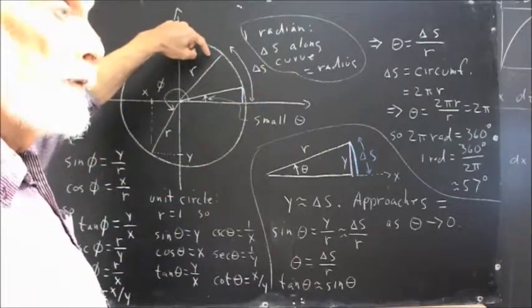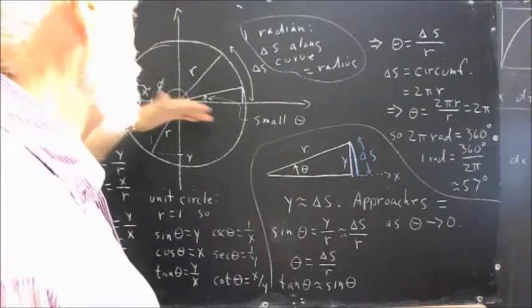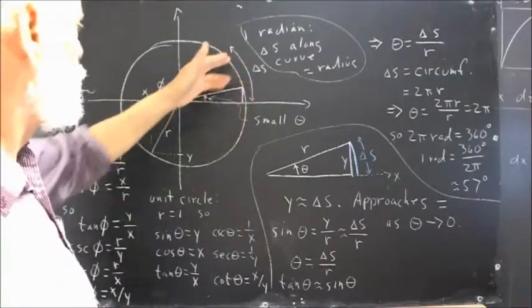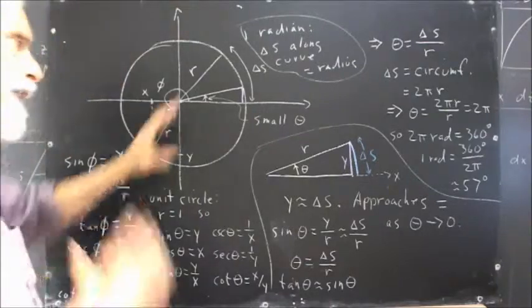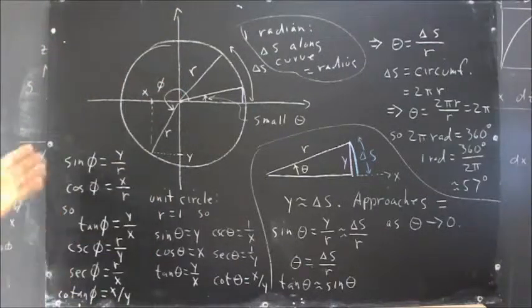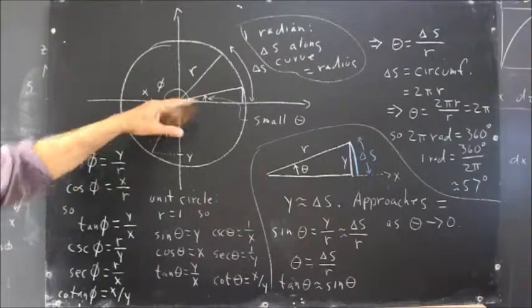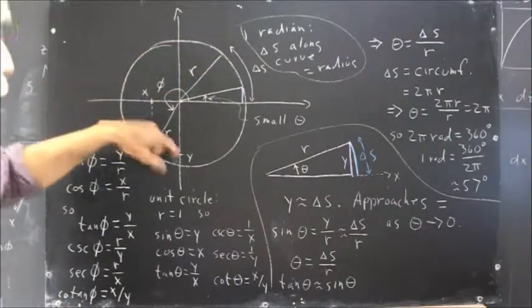Now, did I do this right? I think I didn't quite get the radian angle correct. Can you see which is greater, the delta s or the r? I think one of them is clearly greater than the other the way I drew it, but I'm looking from a different perspective.